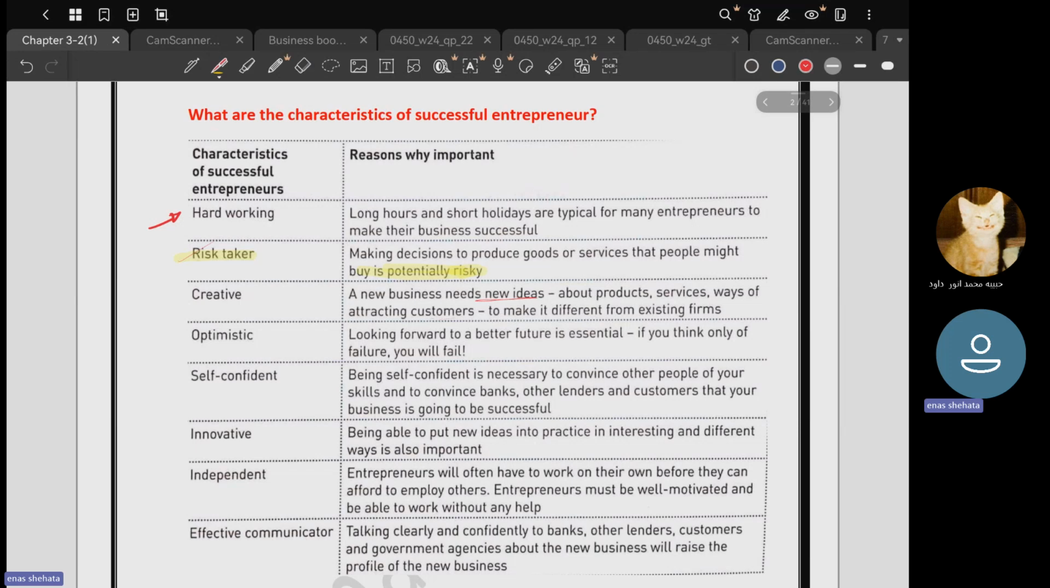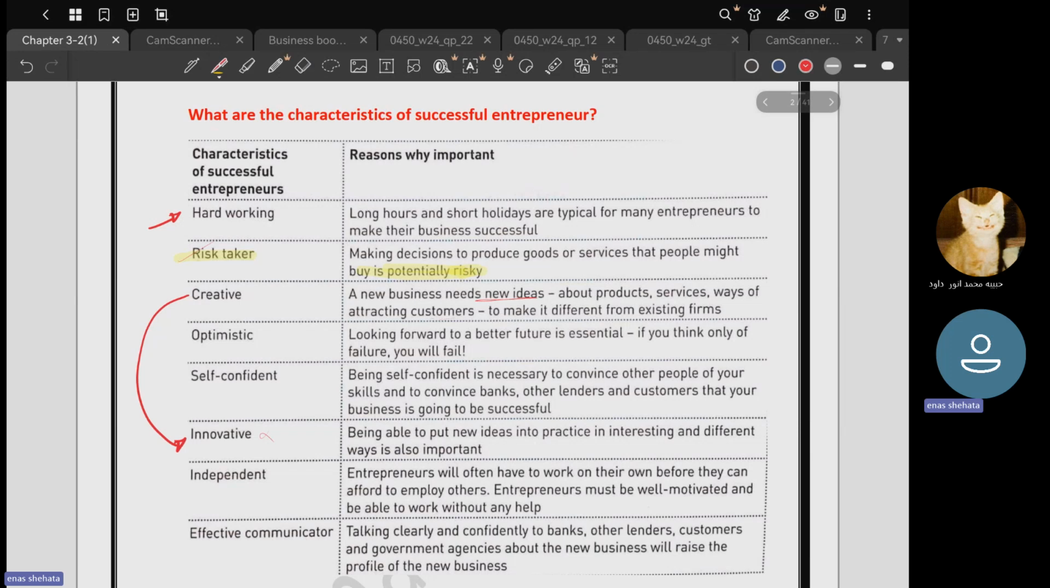Innovative. Innovative, I think, I may put it after creative. Creative is to have the idea in your mind. Innovative is to be able to put this idea into practice, to know how to apply the idea in the business. Some person may be creative, he has the idea, but he cannot apply this idea. So he is creative, but not innovative. So in order to be a successful entrepreneur, you have to be both creative and innovative.